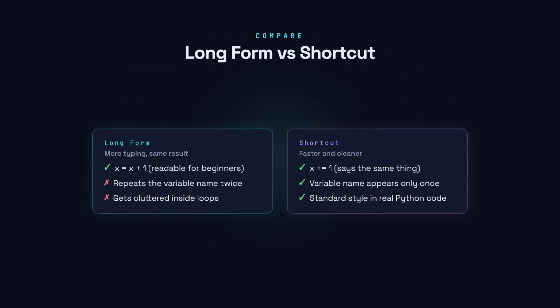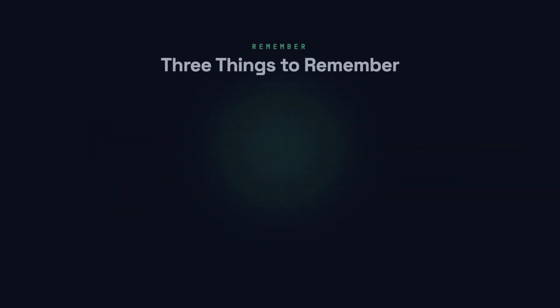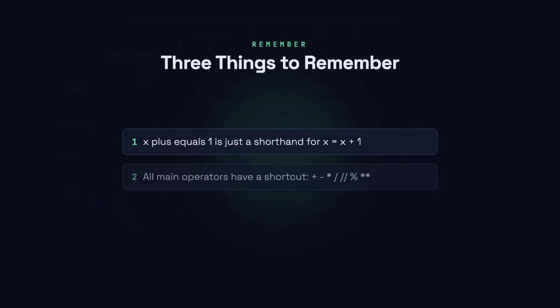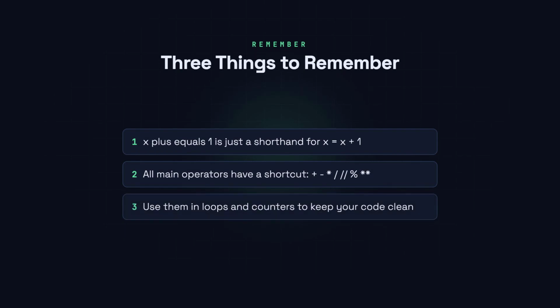The shortcut is preferred because it is less repetitive and much easier to scan, especially when you have many updates in a loop. Remember, plus equals and its cousins are shortcuts, not new ideas. They do the math and save the result in one step. Once you start using them in loops, you will never want to go back.